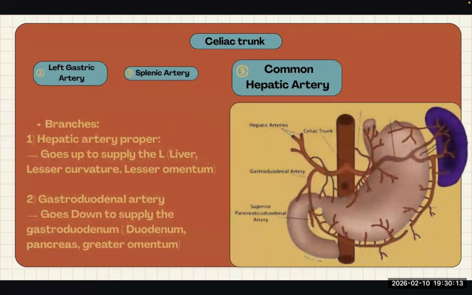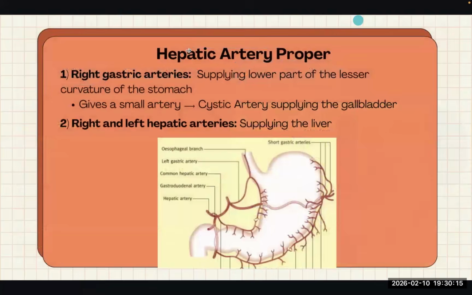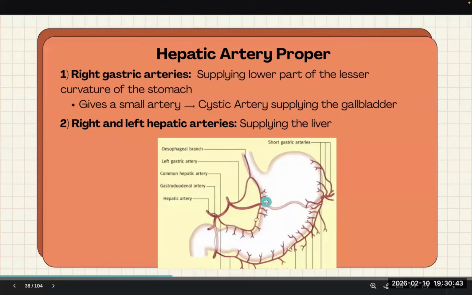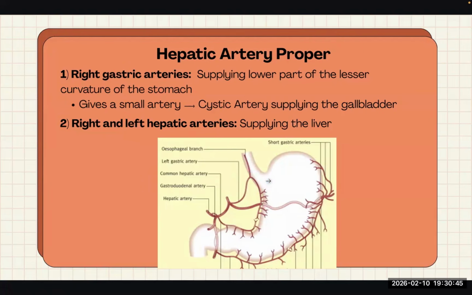The hepatic artery proper answers the first question: it is the one that gives the right gastric artery. The left gastric artery comes from the celiac trunk right away, while the right gastric artery comes from the hepatic artery proper to supply the lower part of the lesser curvature of the stomach. What supplies the upper part? It's the left gastric. Easy?